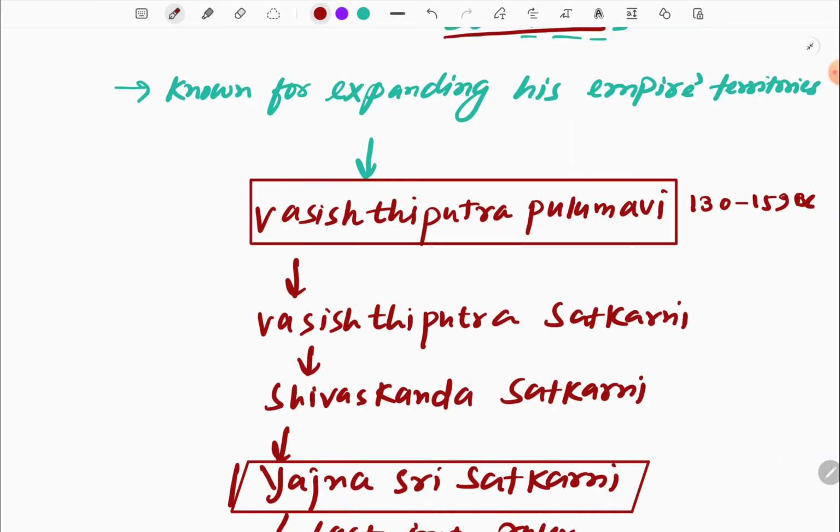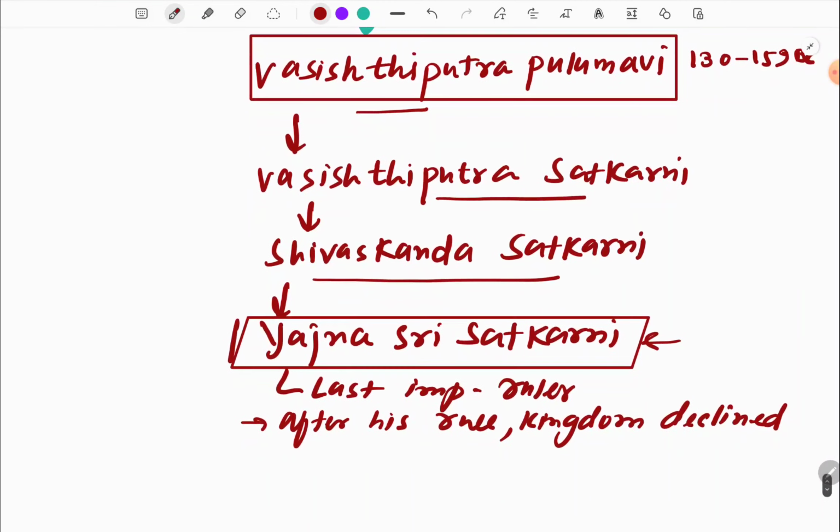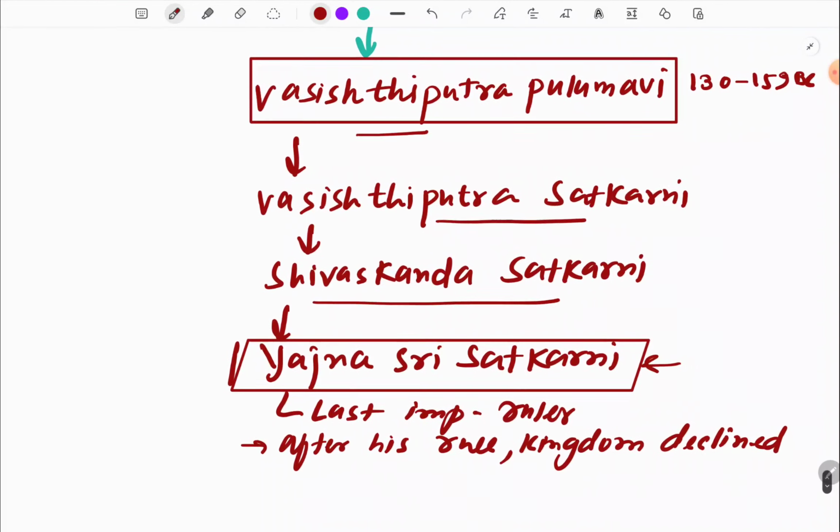After his decline, Vishishti Putra Palumavi came to power. After Vishishta Putra Palumavi, there was a quick succession, and after him Vishishta Putra Satkarni came to power, and later it continued with Shivkanda Satkarni. After Shivkanda Satkarni, the last ruler was Yajna Sri Satkarni, the last ruler of the Satvana dynasty. After this, the Satvana dynasty started to decline.